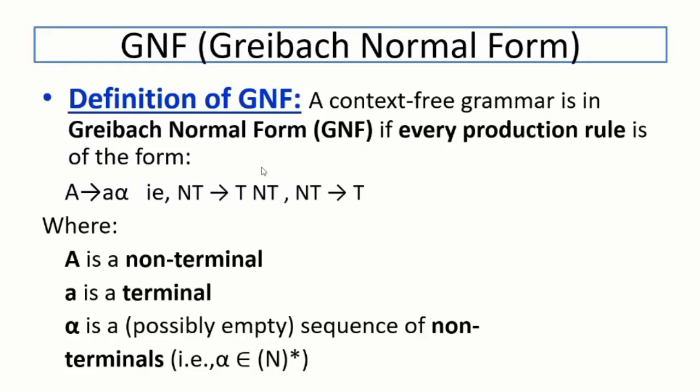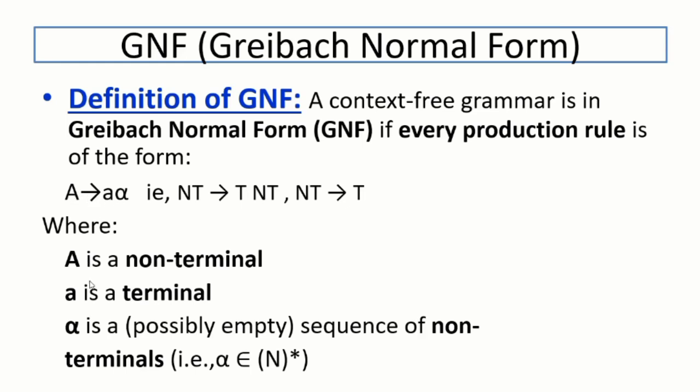In this session, we will understand what Greibach normal form is and how to convert context-free grammar into Greibach normal form step by step. Coming to the definition of Greibach normal form, a context-free grammar is said to be in Greibach normal form if every production rule is of the form A tends to a alpha. Here the left hand side capital A is a non-terminal symbol.